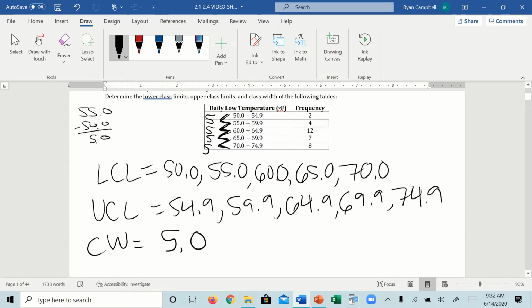Now, what some people typically try to do is when they see class width, they think upper class minus lower class. So what some people would do was they would say 54.9 minus 50.0, right? The upper class minus the lower class, and get 4.9 as the class width. But this is not correct, right? The class width is between lower class limits.